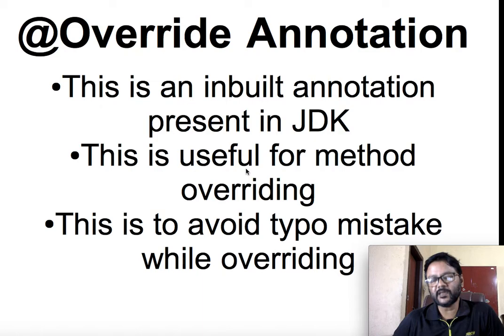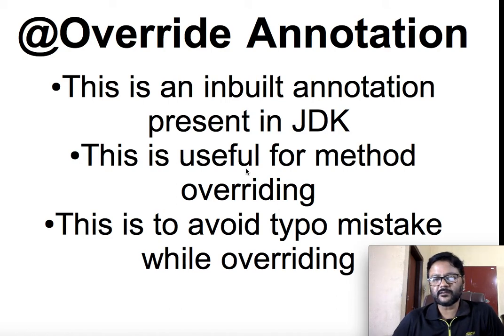As I said, it is an inbuilt annotation present in the JDK, and it is useful for method overriding. When you go for inheritance, you might be inheriting an interface or a class. In that case, we go for the very first rule, that the method names must match. For the method which is declared and defined in the superclass or maybe in the interface, whenever we go for overriding, the first and foremost requirement is to use the same name for the method.